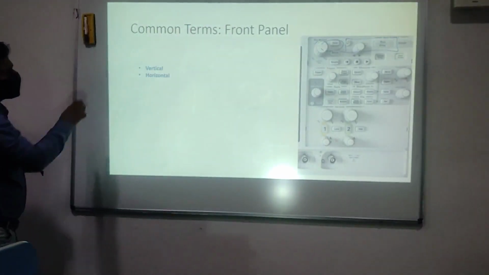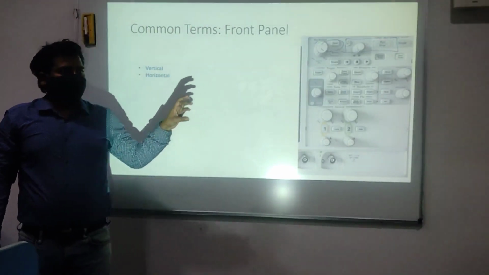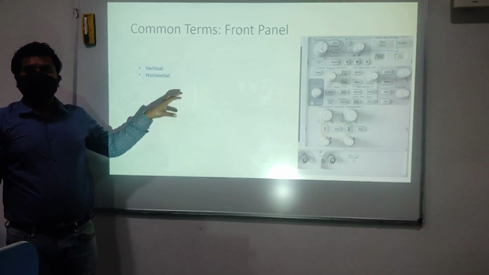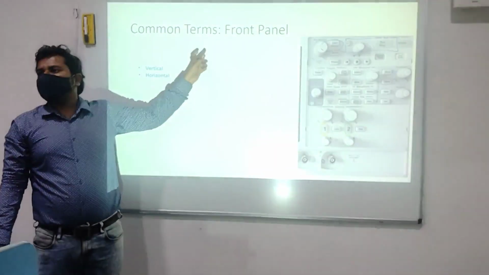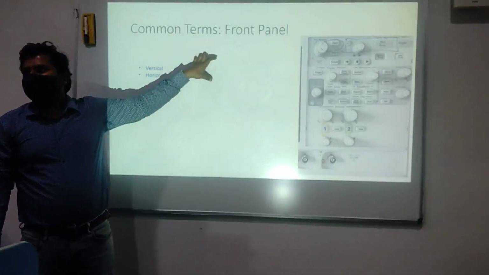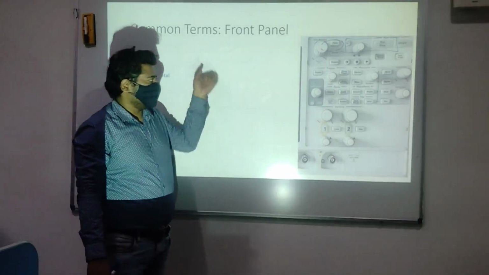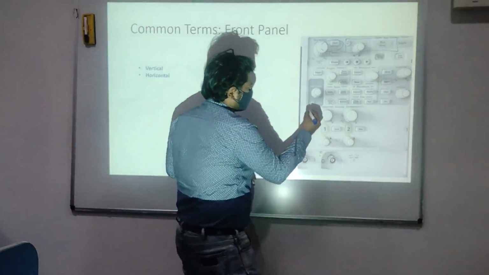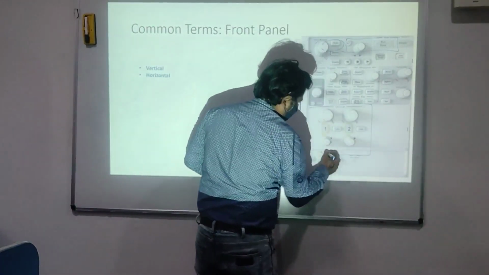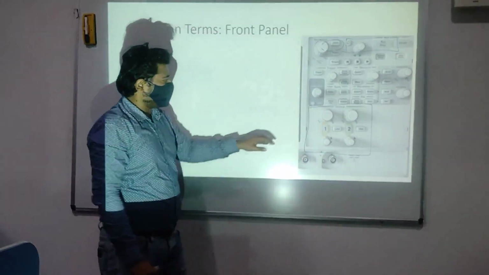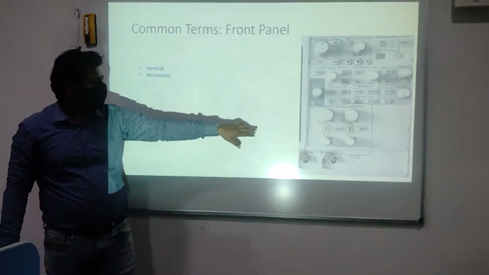So the next thing is, I have discussed some controls. So these are the vertical axis time division setting and vertical division setting, the amplitude division setting. You can control this from here. Let us talk about this vertical section here. You all can see it on your oscilloscope.